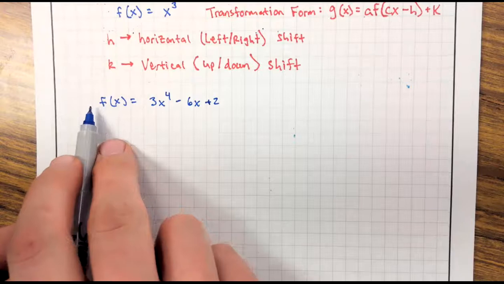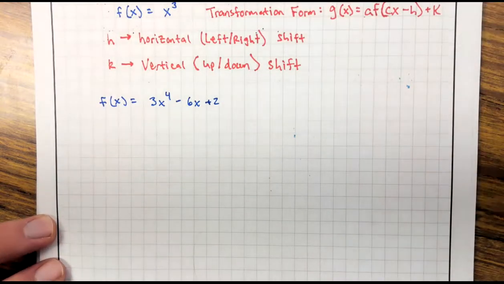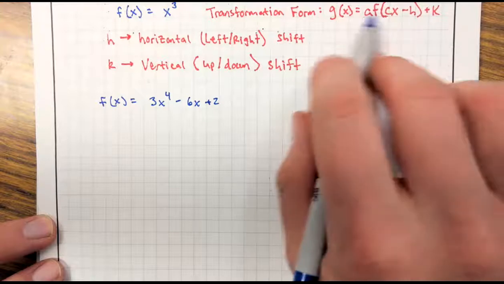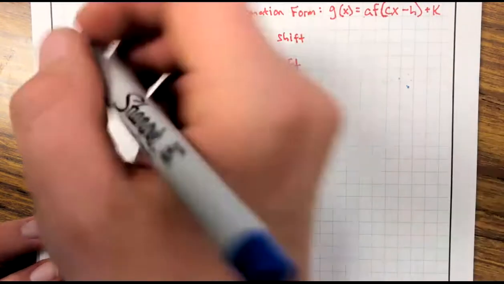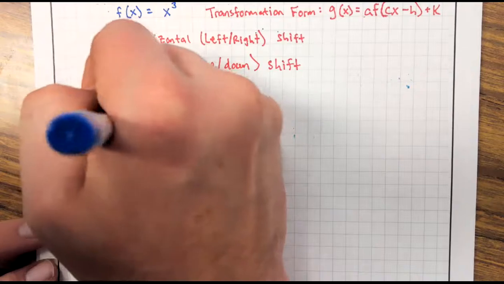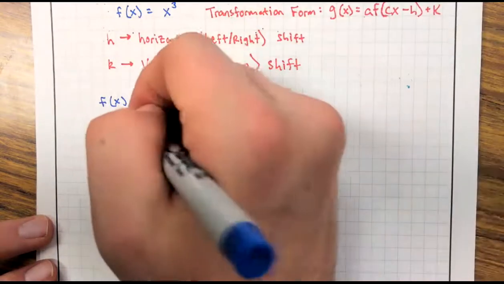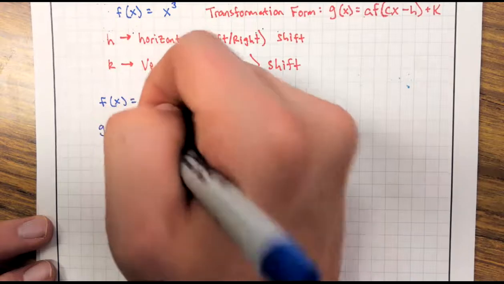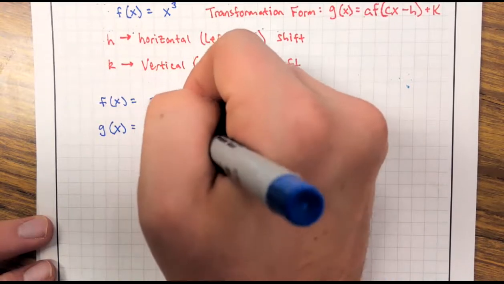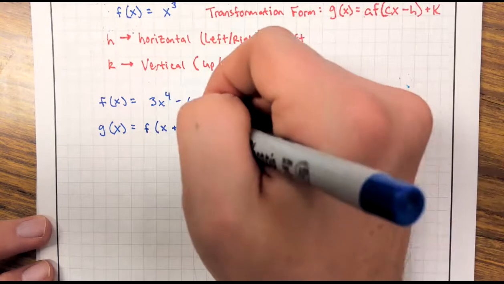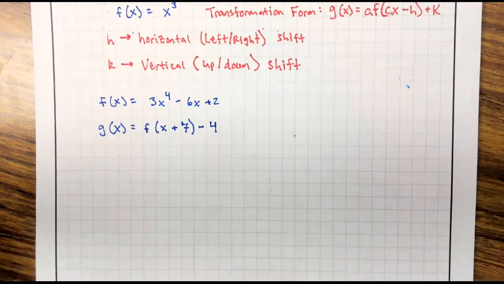So we've got this function. We've defined a function as f of x. Now let's transform this function using this transformation form up here. All I'm going to do is change the values of h and k. So let's have a new function called g of x. G of x is going to be equal to f of x plus 7 minus 4. All right, so like I said, pretty standard problem in Algebra 2.